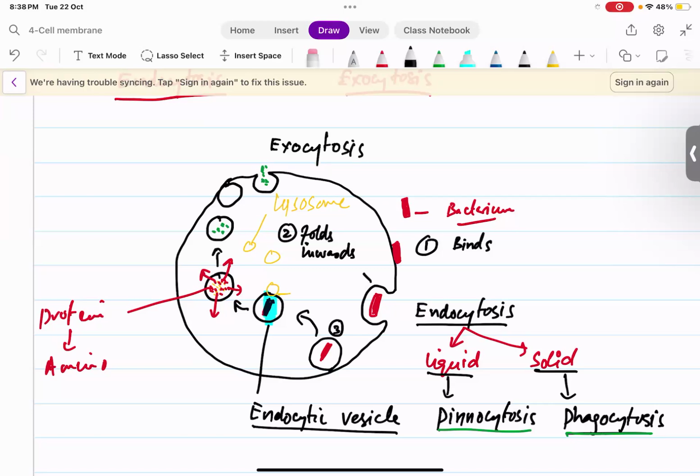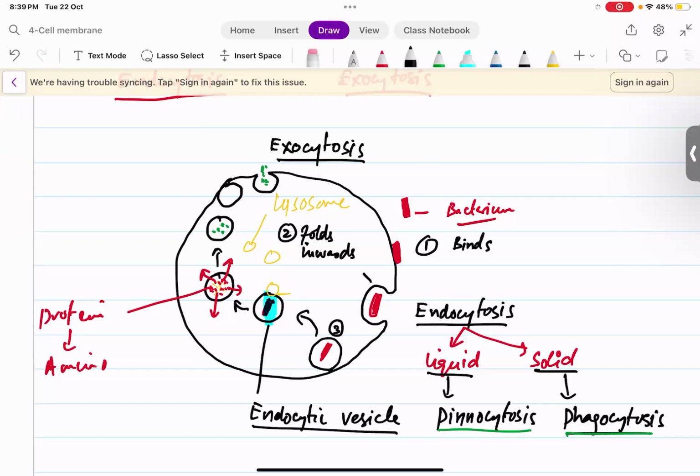Exocytosis may be for the waste substances which are expelled out of a cell, or for any secretory substances that are packaged by the Golgi bodies into membrane-bound vesicles and also expelled out. Maybe the enzymes, the hormones, the neurotransmitters, or other substances that are secreted out of a cell by exocytosis. So this is exocytosis.